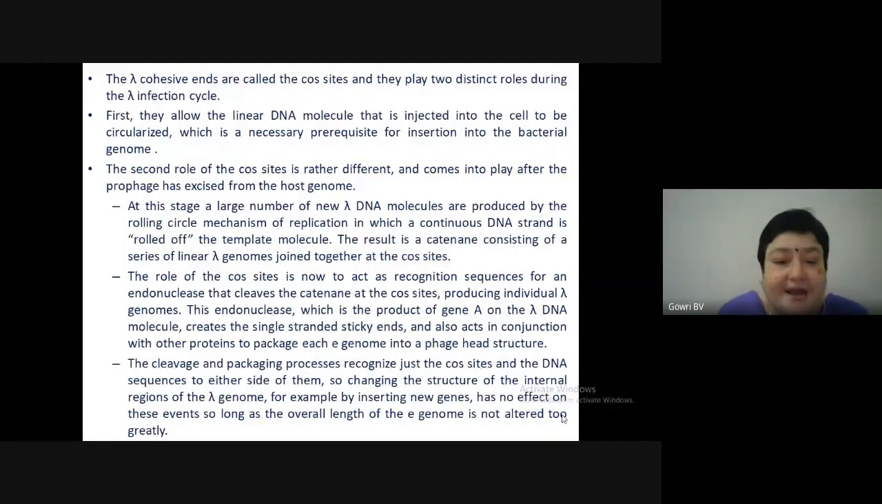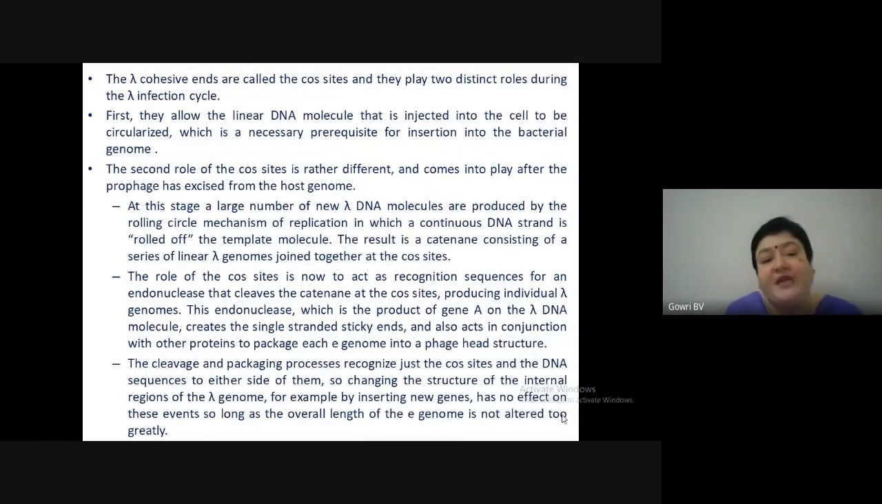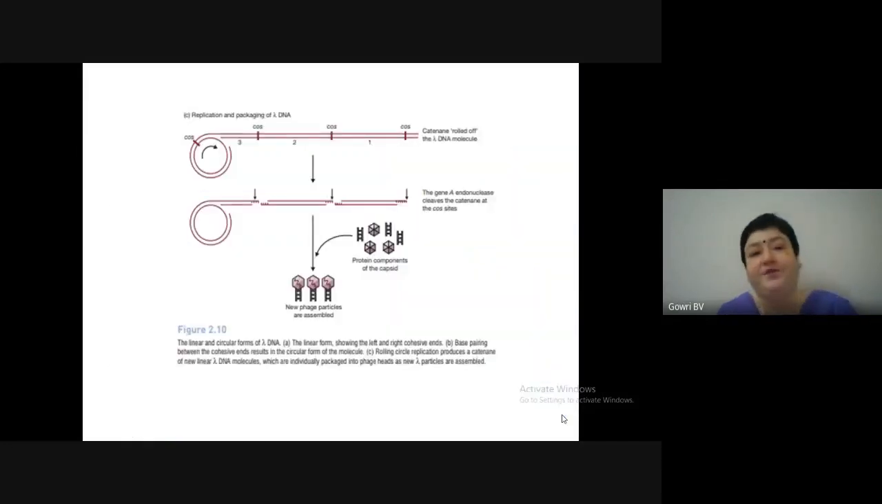The cleavage and packaging processes recognize just the cos sites and the DNA sequence to either side of them. So changing the structure of the internal regions of the lambda genome, for example, by inserting new genes, has no effect on these events so long as the overall length of the lambda genome is not altered too greatly. So for better understanding, we will go to the diagram. Now go into picture C, replication and packaging of the lambda genome.